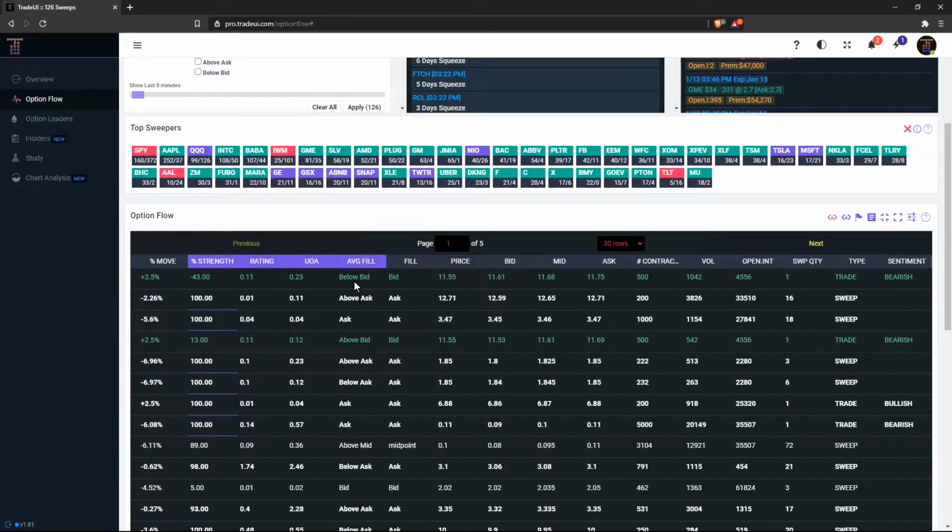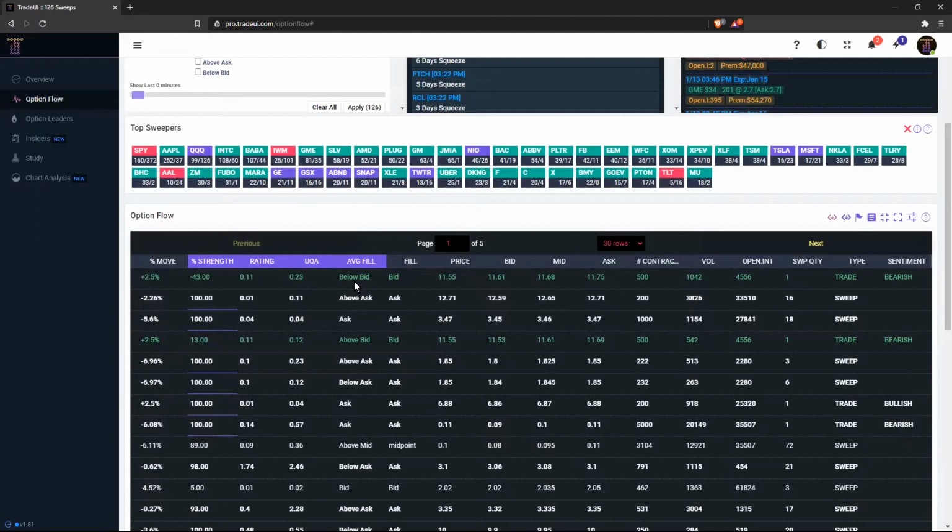Okay, below bid and above ask are opposites, right? Yeah, so above ask is usually very bullish. Very bullish, okay.